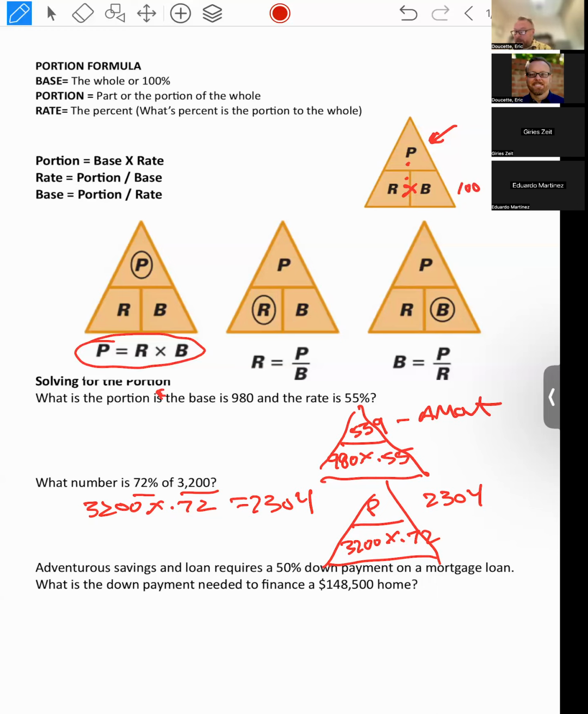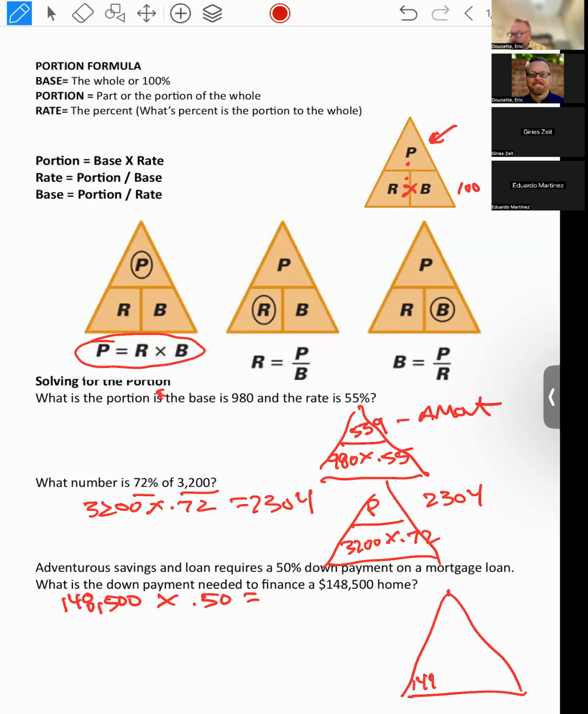If you look at the example below, Adventurous Savings and Loans requires 50% down payment on mortgage loans. What is the down payment needed to finance a $148,500 home? So 148,500 is our base, and we're going to multiply that by the 50%, and that's going to give us our answer. But again, I want you to use the triangular formula.